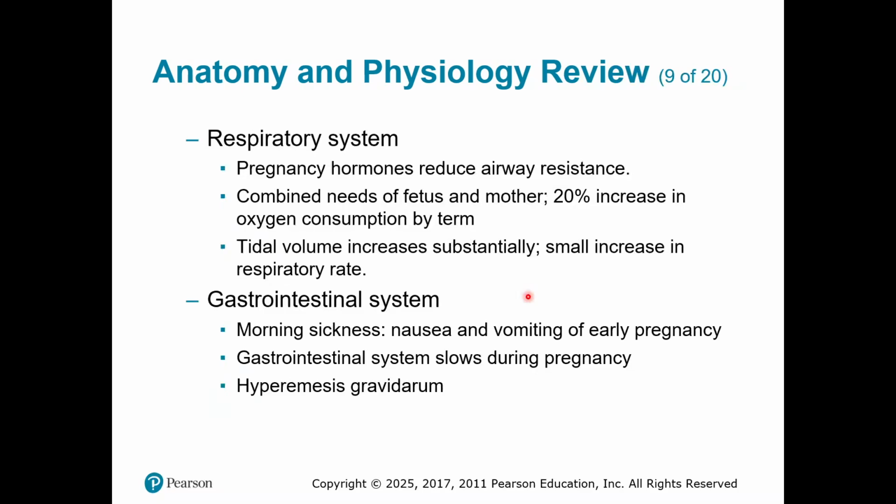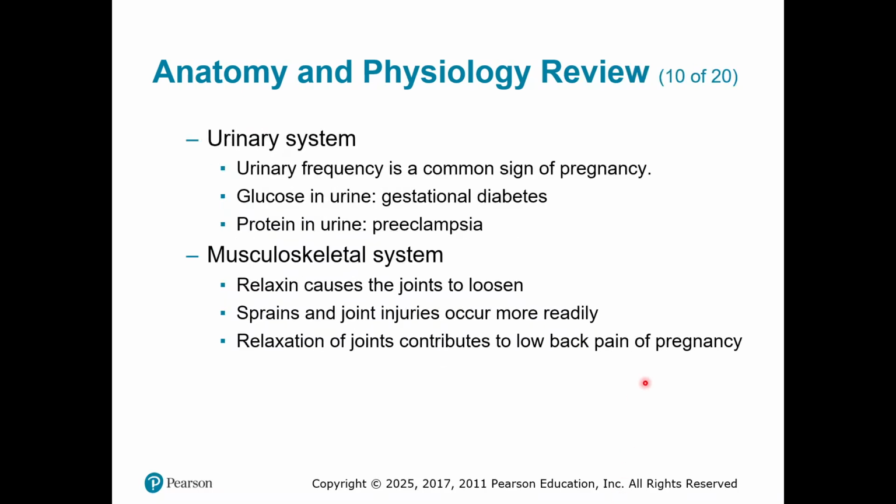If we look at the GI system, here we have morning sickness, nausea and vomiting in the early pregnancy stages. The gastrointestinal system slows during pregnancy, so these patients can be more prone to constipation. And hyperemesis gravidarum is where we have morning sickness that's just super bad, causing a lot of nausea and vomiting, leading to dehydration.